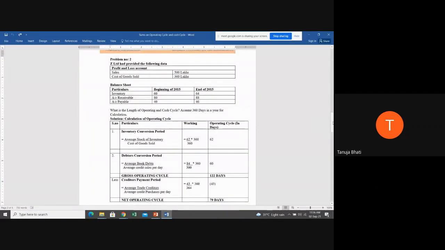Based on the information given in the problem, you have to use your workings accordingly, students. You cannot sit searching for raw material conversion period or WIP conversion period or finished goods conversion period. You have to use your brains and use the information given in the problem. And inventory is nothing but stock, students. Another name for inventory is stock. Is this problem clear to everyone? Yes, ma'am. Okay.